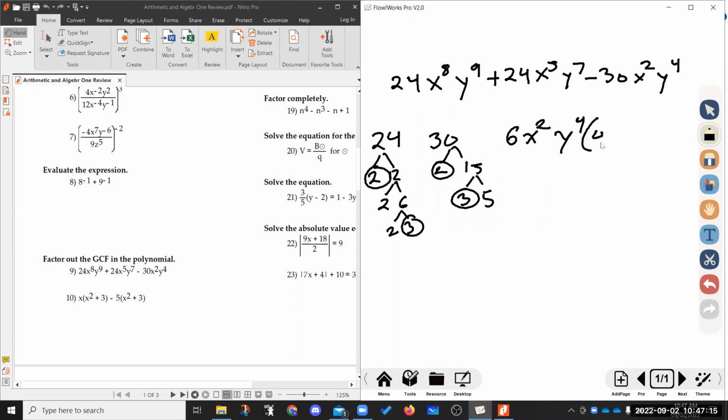24 divided by 6 is 4. When I take 2 x's out of 8 x's, I'm left with 6 x's. When I take 4 y's out of the 9 y's that I see there, I have 5 y's left.